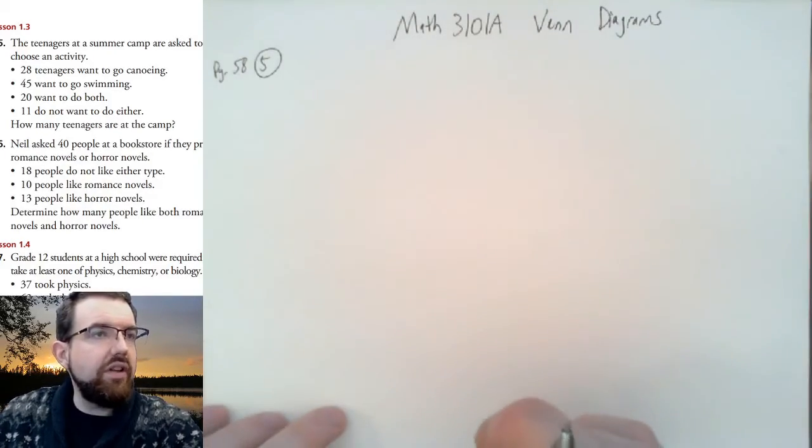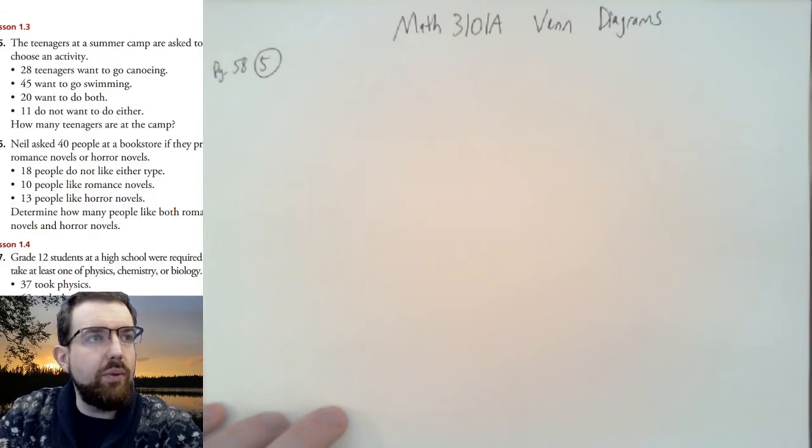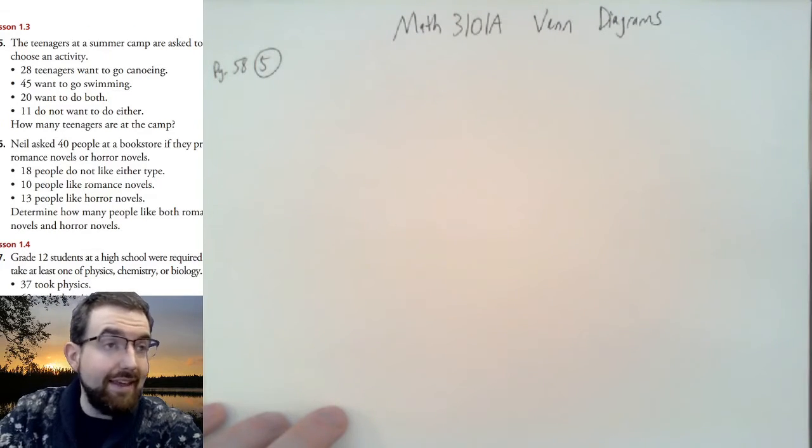For this one, teenagers at a summer camp are asked to choose an activity. 28 want to go canoeing, 45 want to go swimming, 20 want to do both, 11 do not want to do either. How many teenagers are at the camp?